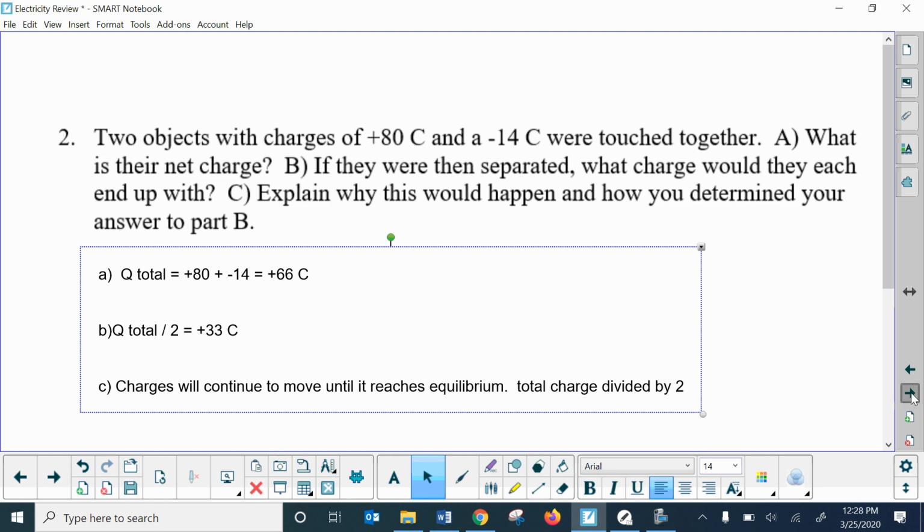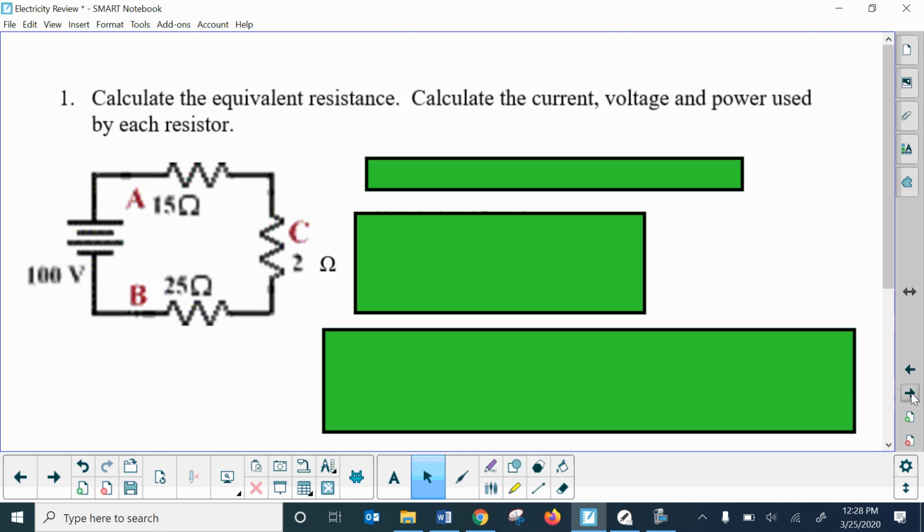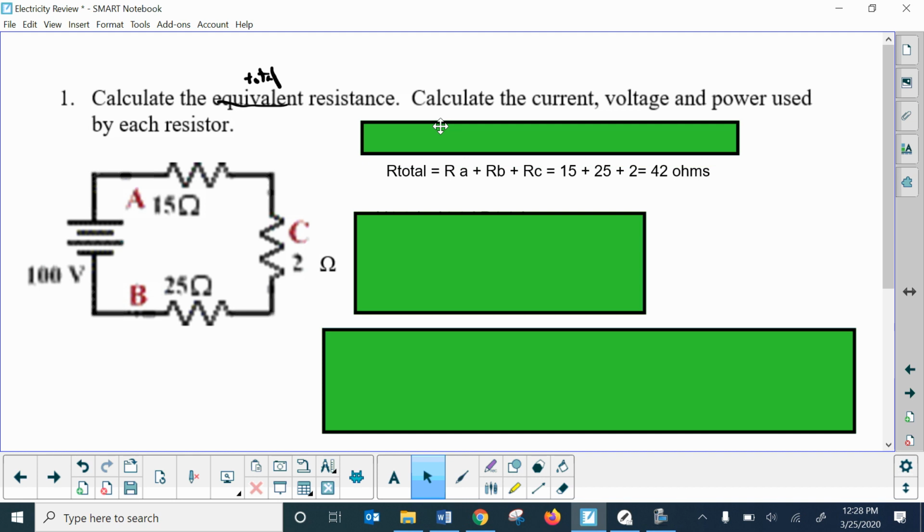All right, so then the last two problems are on circuits. First one, this is a series circuit, so you got a 100-volt battery connected to 3 resistors, 15 ohms, 2 ohms, and 25 ohms. And you're supposed to find the equivalent. Equivalent just means total. So, sorry, I used an old term. So it's the total, because I'm old, the total resistance. So the total resistance, you just add them together, and it'd be 15 plus 25 plus 2, and that's 42 ohms. Then you're supposed to calculate the current, voltage, and power for each one.